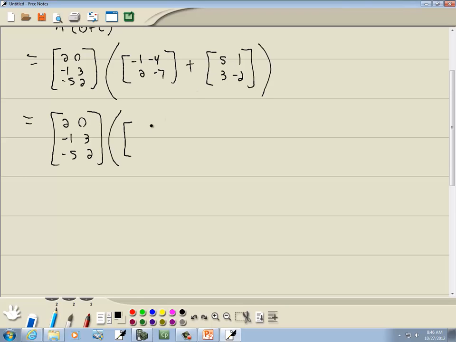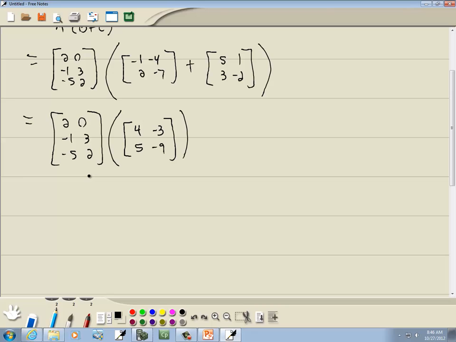Negative 1 plus 5 is 4. Negative 4 plus 1 is negative 3. 2 plus 3 is 5. Negative 7 plus negative 2 is negative 9. Double check myself. 4, negative 3, 5, negative 9. Okay, now we want to multiply these together.